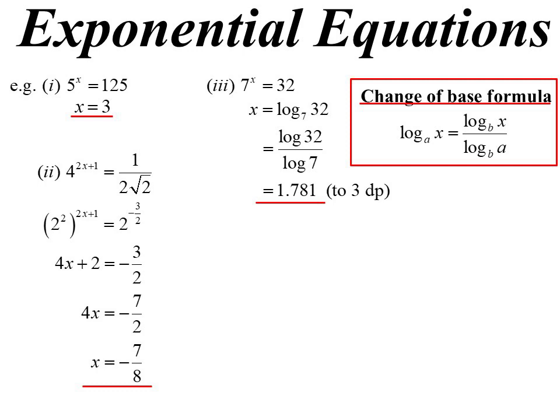And we can check if we're unsure, because if we now put 7 to the power of 1.781 in our calculator, well, we're not going to get 32 exactly, because that's an approximation, but we'll get pretty close to 32.